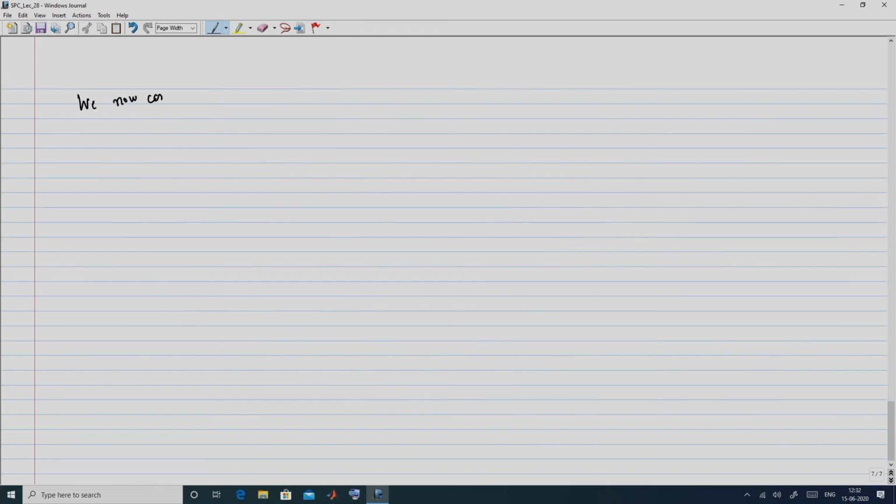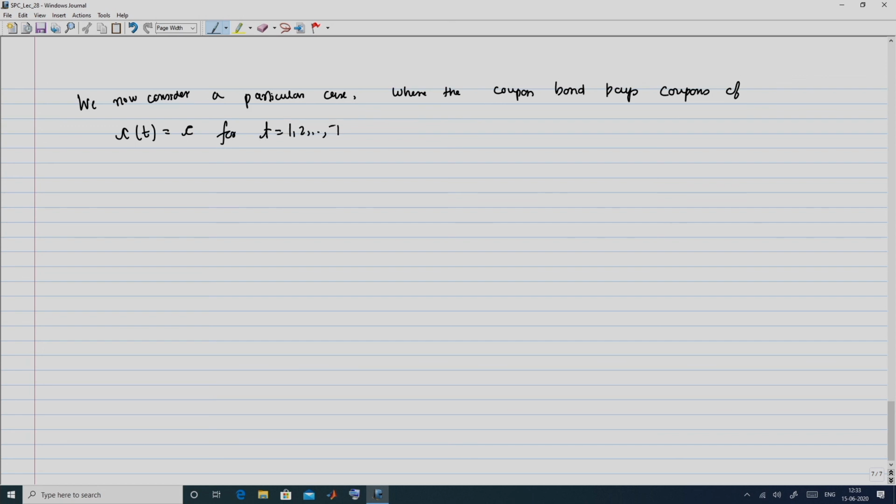We now consider a particular case as far as the coupons are concerned, where the coupon bond pays coupons of identical amount, that is all C(t) is equal to C for t equal to 1 all the way to capital T, and the par value as before is B(T) at time small t equal to capital T. Further, we let the spot rate R(0, t) be denoted by some little r for t equal to 1 all the way to capital T.